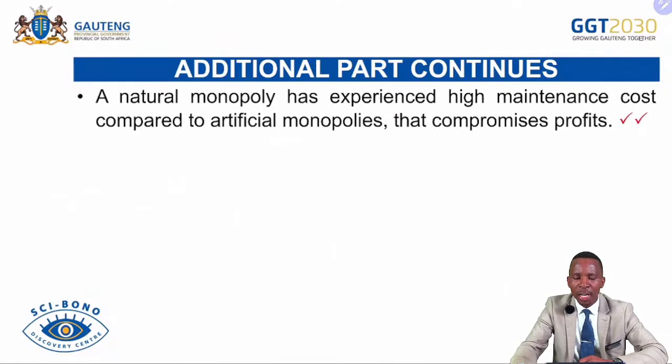A natural monopoly experiences high maintenance cost compared to artificial monopolies. That compromises their profits, because for them to maintain their operations, they need a huge amount to keep their infrastructure at a good level.